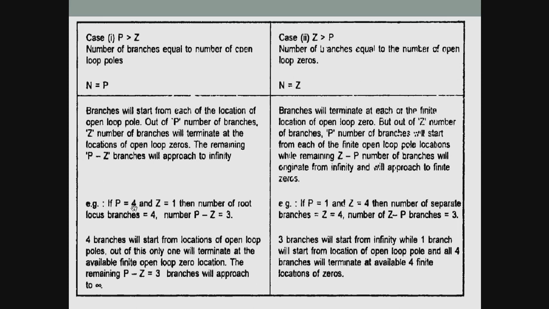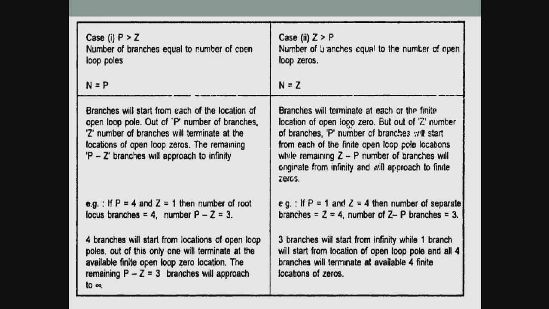So what does this indicate? An example is being given here: if p is equal to 4 and z is equal to 4, then the number of root locus branches is how much? If p is greater than z, I can just say that n is equal to p. So the number of branches will be equal to 4. But the number of branches approaching infinity will be p minus z, which is equal to 3. So 3 branches will be approaching infinity.